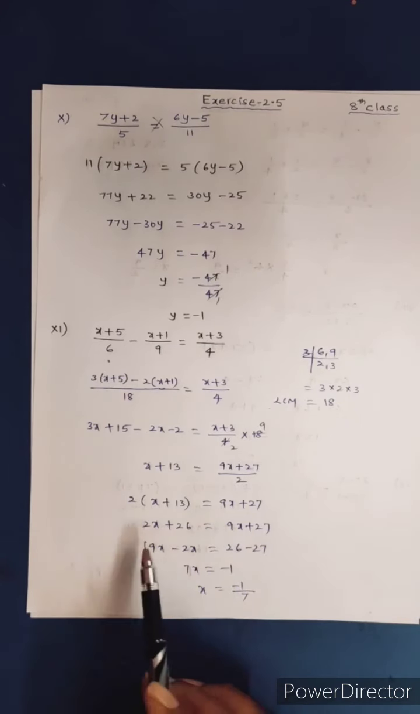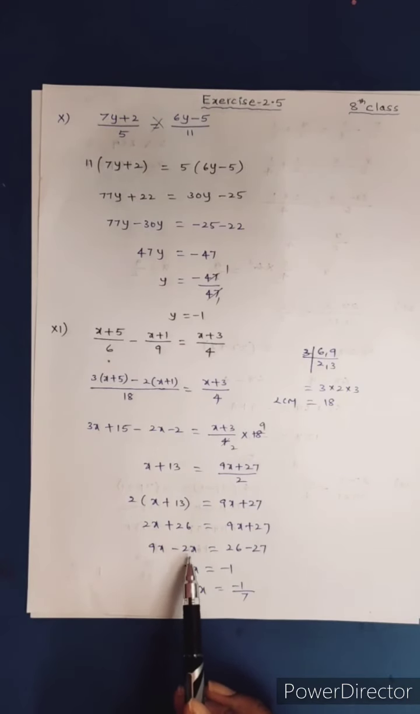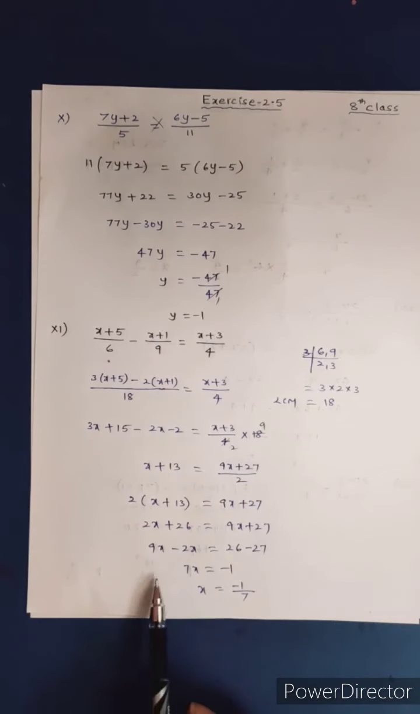All variables one side. Send this 2x is equal to that side. Send this 27 is equal to this side. 9x minus 2x is equal to 26 minus 27. 7x is equal to minus 1. x is equal to minus 1 by 7.